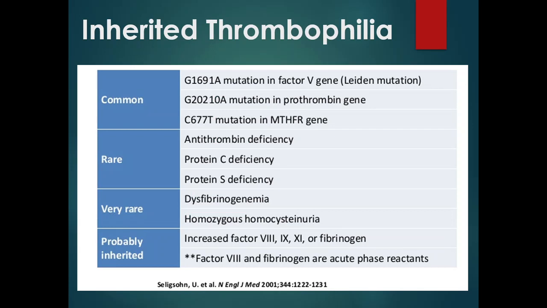These are some of the common inherited thrombophilias. The most common probably is the factor V Leiden, which is the G1691A mutation in the factor V gene, then mutation in the prothrombin gene and the MTHFR gene. Uncommon or rare are antithrombin deficiency and protein C and S, which we don't see here in Jordan for some reason. Homocystinuria you see sometimes. But what you would see mostly is the MTHFR and the factor V Leiden.